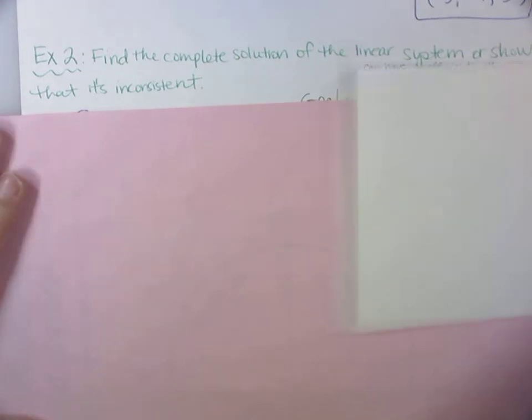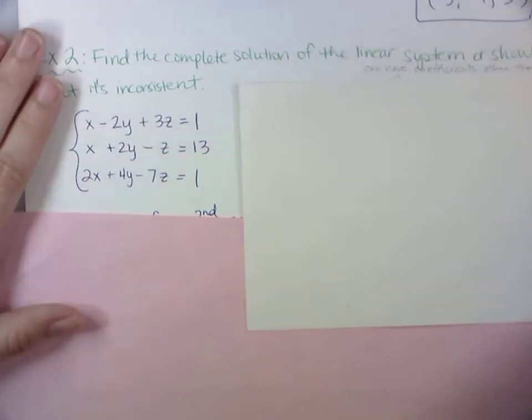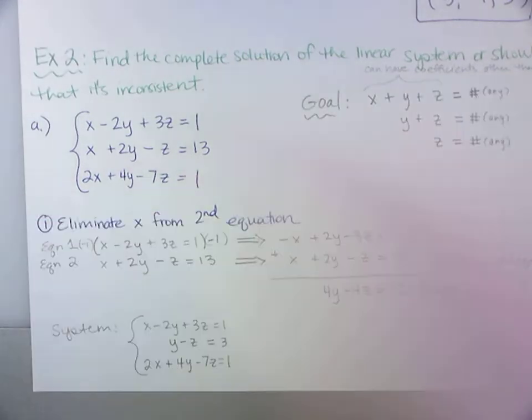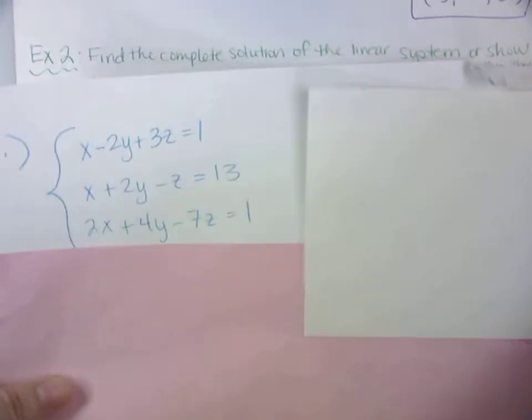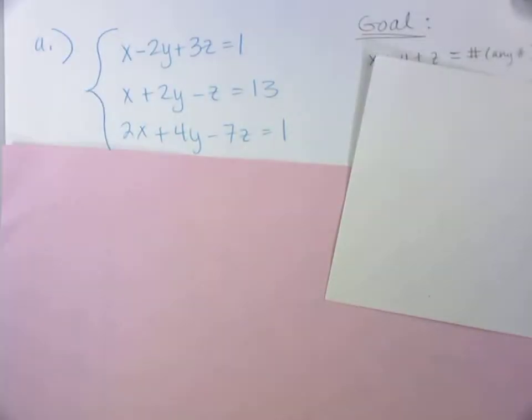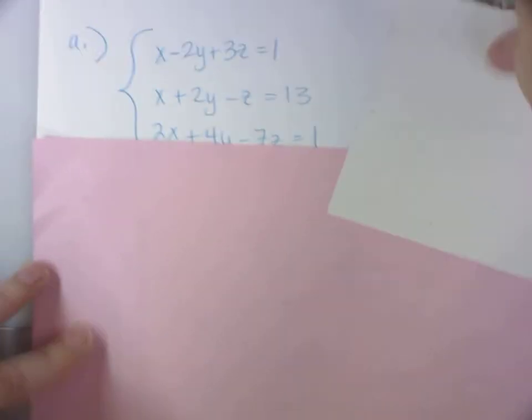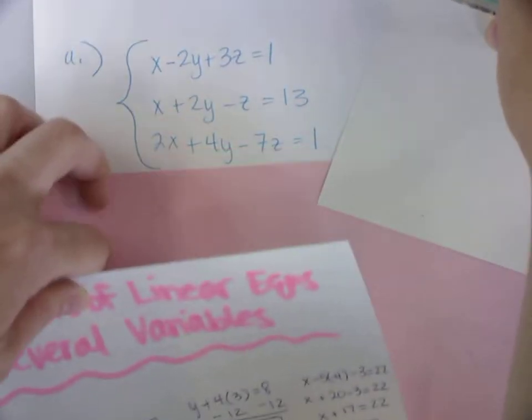So for part A, okay, here is your system. Okay, so this is given to you. Now, there's a few different ways that you can do this.